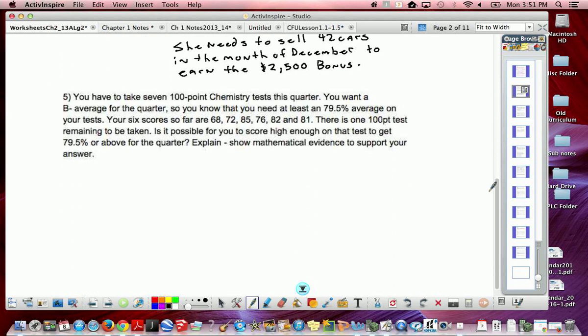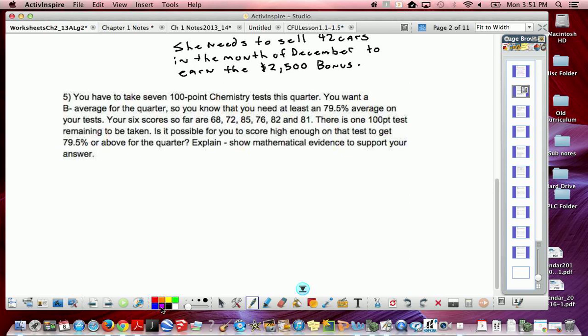All right, last problem on the worksheet. Great one here, because this is something that you can use in all of your classes. If we read number 5, it says you have taken 7 100-point chemistry tests this quarter. You want a B- average for the quarter, so you know that you need to have at least a 79.5% average on your tests. Your 6 scores so far are given there. There is 1 100-point test remaining to be taken. Is it possible for you to score high enough on that test to get a 79.5 or above for the quarter? Explain or show mathematical evidence to support your answer.